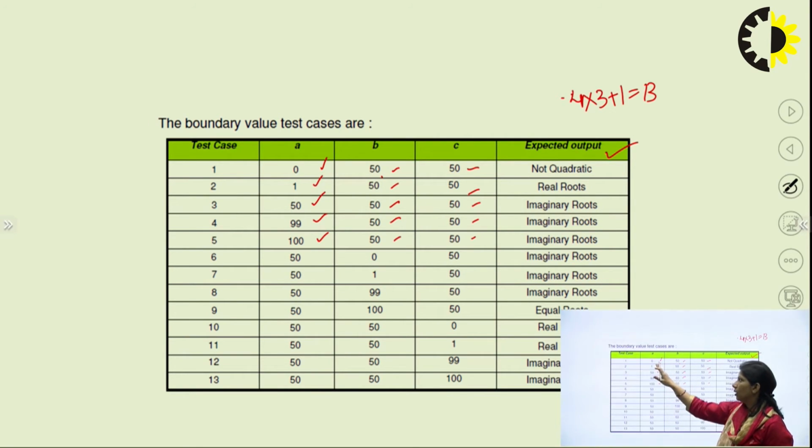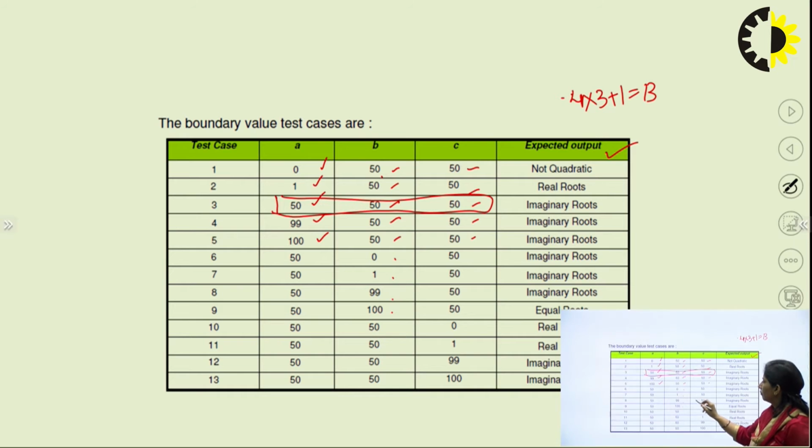Then again, now the values of A are fixed. Now we will change the values of B, that is 0, 1, 99 and 100. 50 is already covered here. This test case is already covered, so again and again we will not write 50. Okay. Then again, A and B are fixed, and we will change the value of C to 0, 1, 99 and 100. So we will get some expected outputs. This is how you can create the boundary value test cases.